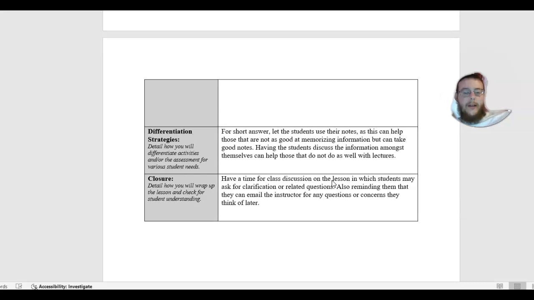Then for closure, that'll be a time for having that last class discussion on the lesson. Students can both talk amongst themselves or to the instructor and ask questions, get clarification on stuff, or if they have any concerns about the quiz, the test, or anything else, they can talk to the instructor and say, hey, I need clarification on this, or they can later email the instructor, or they can ask each other the same question, saying, hey, do you understand this, or anything else like that.